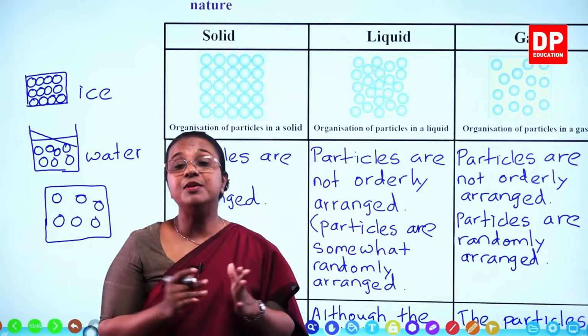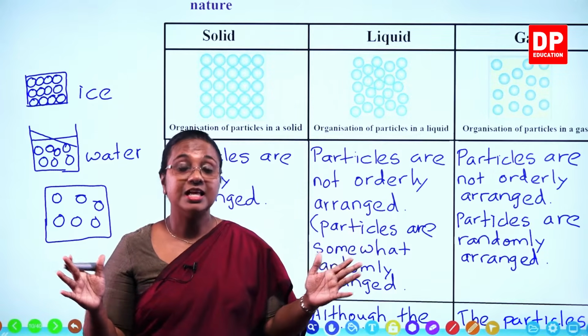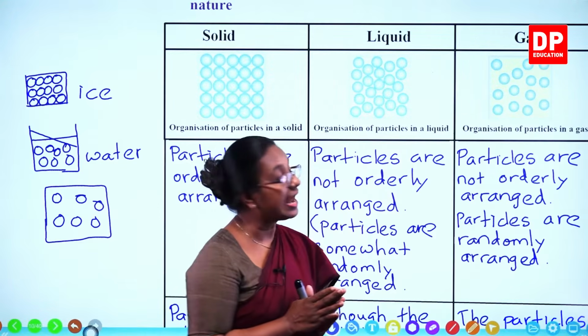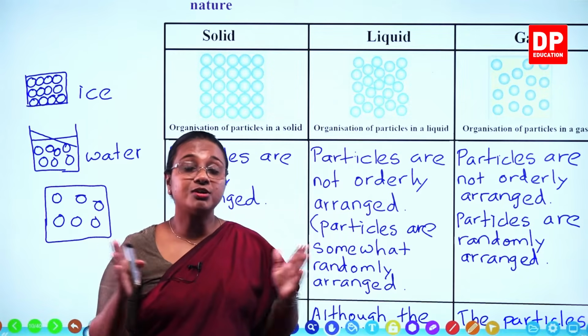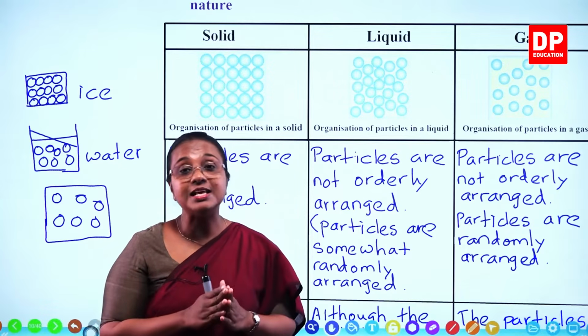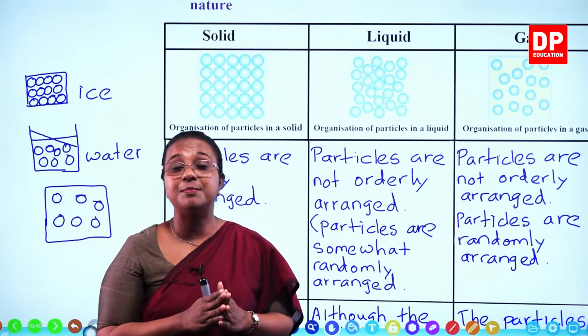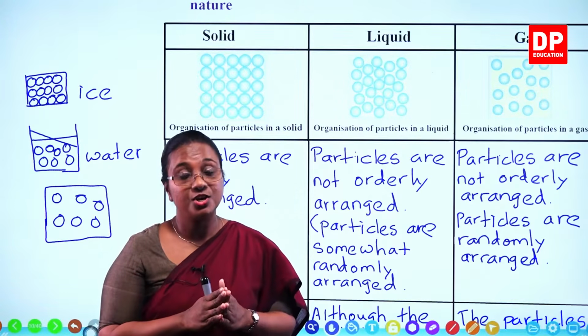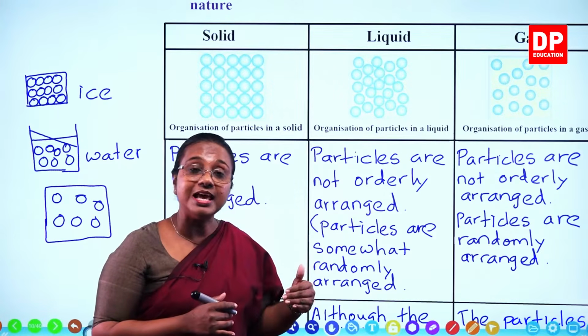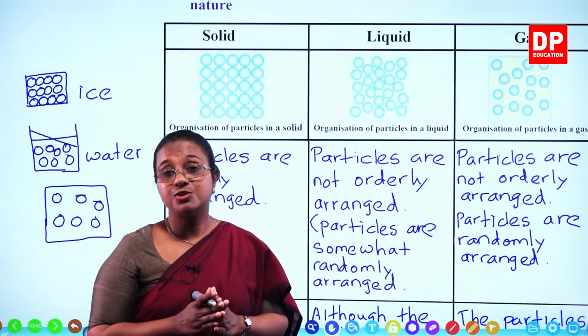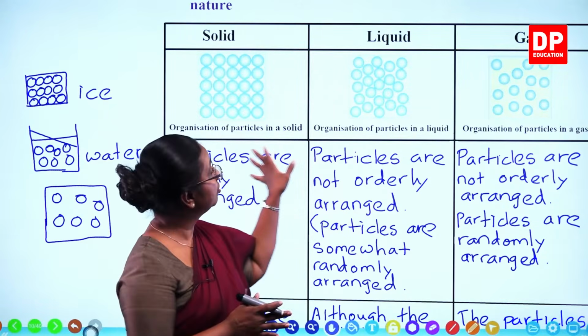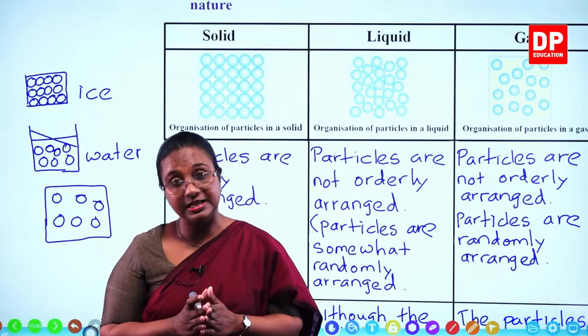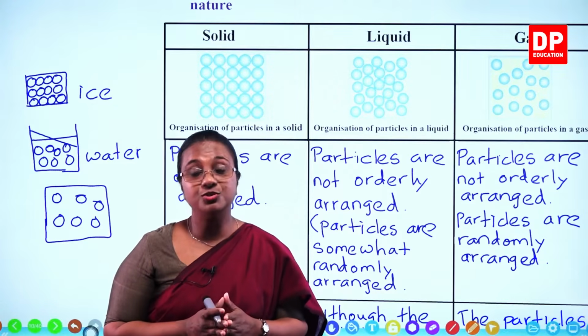They just take up the volume of the container. That is because they are so randomly arranged. There's a lot of space between them. The interaction or the bond between the particles is very less. So that is how we can relate the physical properties of the three states of matter to the arrangement of particles. So that is what I am going to do next.